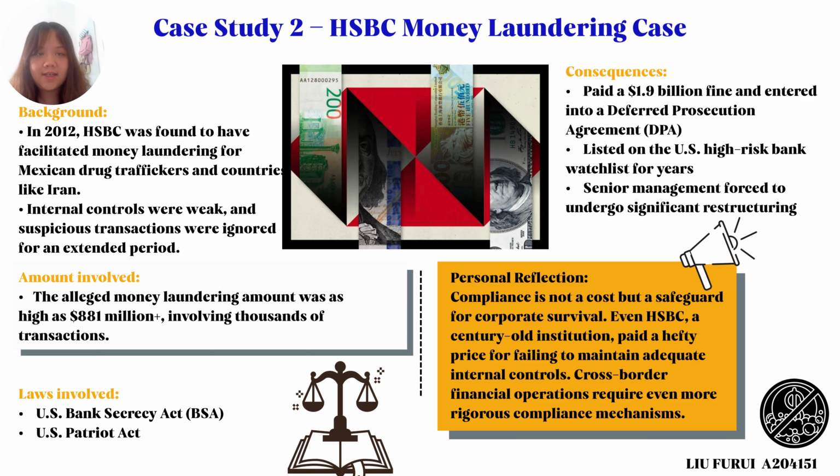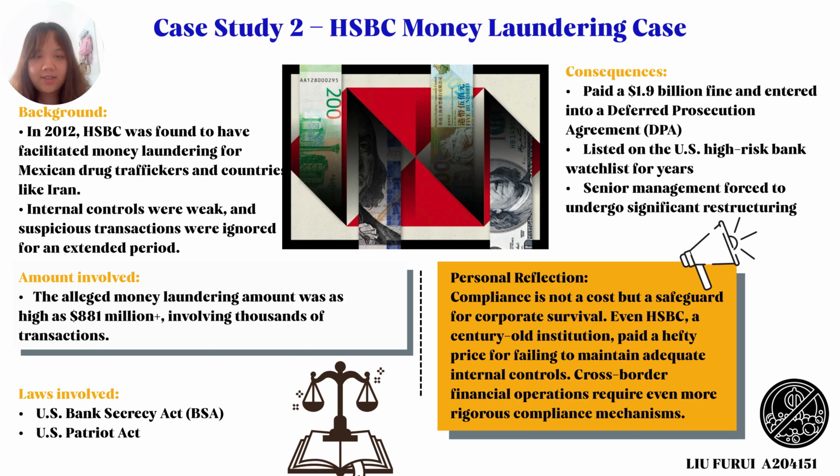Let's look at the second case. It's about HSBC, a famous global bank. In 2012, HSBC was found helping drug money laundering for groups in Mexico and even countries like Iran. The bank system was very weak. It didn't stop or report many suspicious transactions.